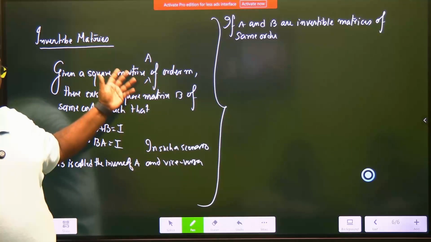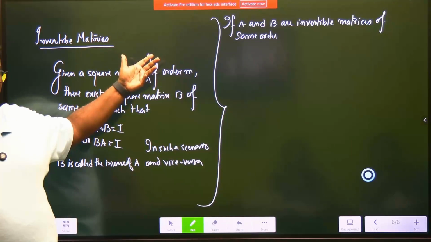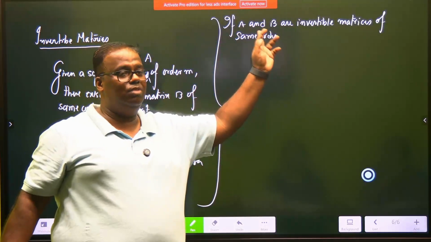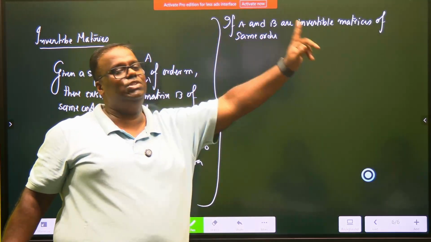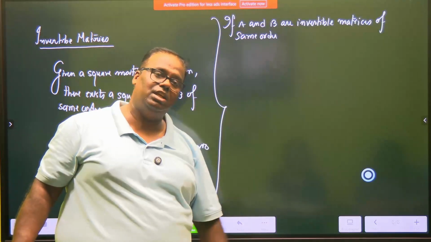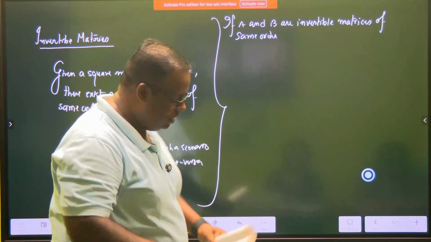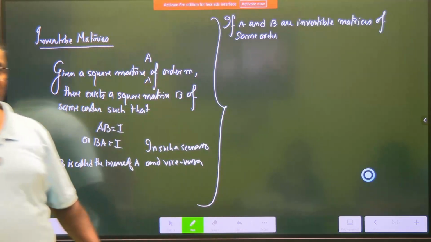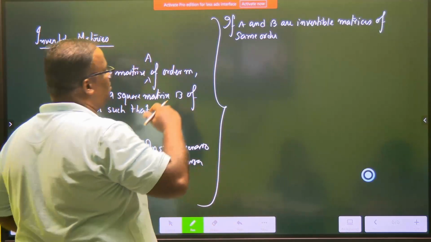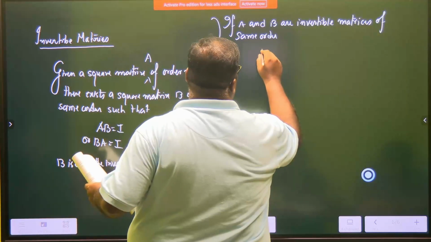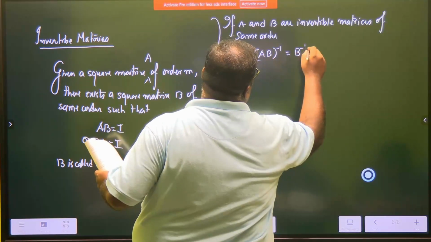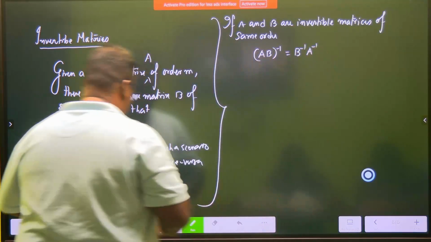Why? Because for A you found somebody B, with which if you multiply A you get I. Here A and B are not inverse of each other. A is an individually invertible matrix, B is an individually invertible matrix. Is this clear now? If A and B are invertible matrices, but the criteria is that they are of the same order, then in that case we say that AB inverse is B inverse A inverse.